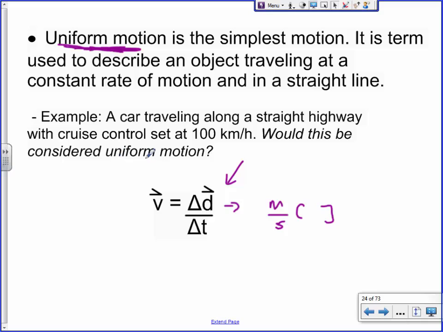So, is this uniform motion if I'm on cruise control on a straight highway at 100 kilometers an hour? Yeah. What if I turned the cruise control off because I wanted to speed up to pass the center? Well, now I'm not going the same speed, right? What if it's on a straight highway? What if I start making a turn? Is that uniform motion? Why? You're not going the same direction, right?